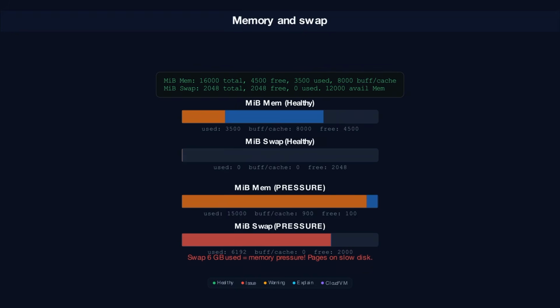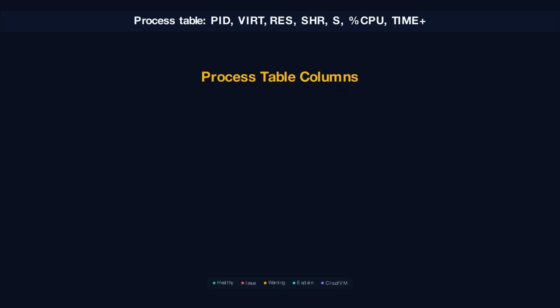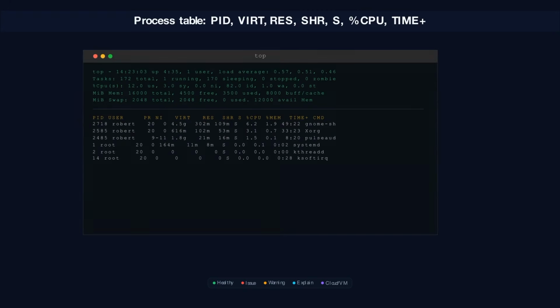What is bad is when swap is heavily used. Swap is an overflow area on disk. When RAM is truly full, Linux pages out memory to swap. Swap 6 GB used means the system is under memory pressure and latency is climbing. Check free -h and vmstat to understand where memory is going. Now let us dive into the process table.